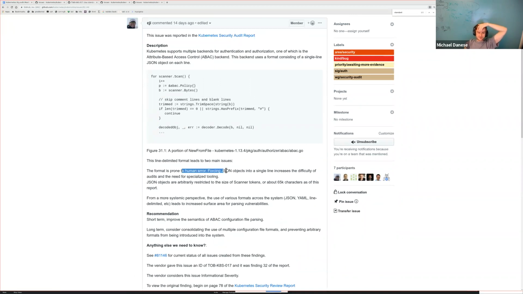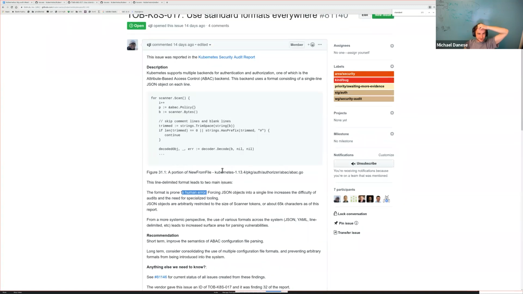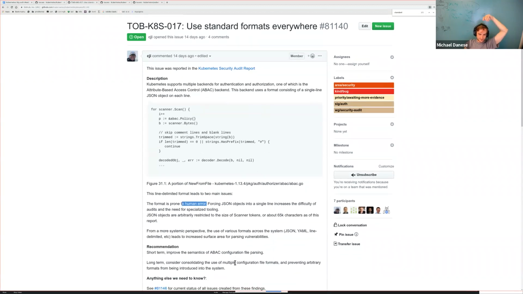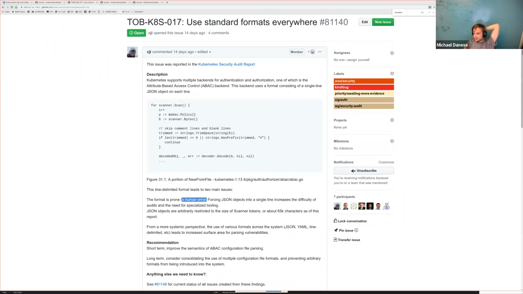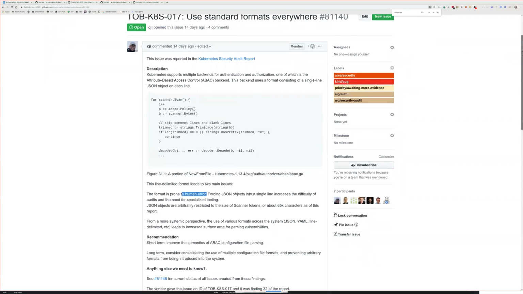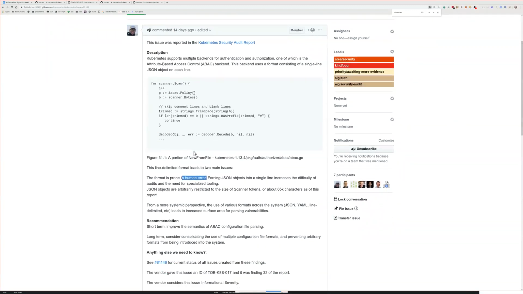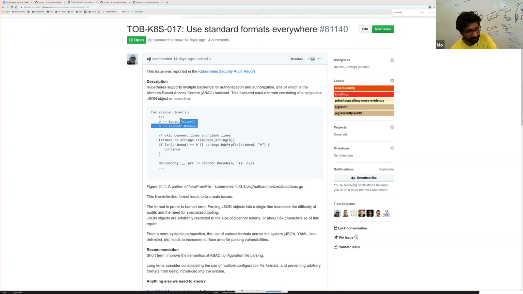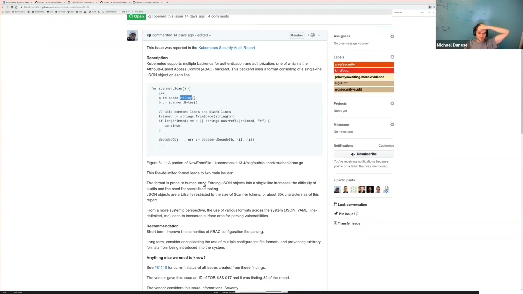The format is prone to human error, is the conclusion of the audit, and then the recommendation is that we use a standard format for ABAC configuration. At what point should we deprecate ABAC? Is there anything that ABAC lets you do that you can't just do with a webhook? Webhook or RBAC at this point? Yeah.